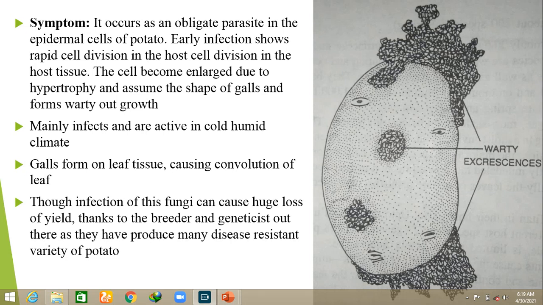The stolons may also be infected, but warty excrescences are not produced on the stolons. The roots are not infected by this disease. However, the growth of the plant is not being attacked. In the last stage, the warts rot into a putrid mass which exudes a dark brown liquid.